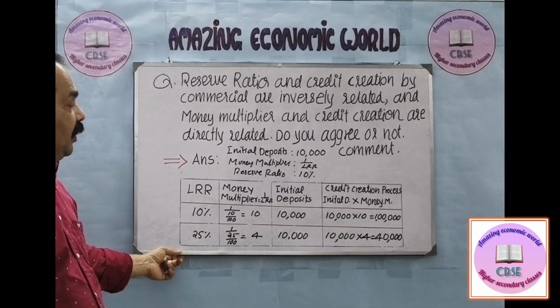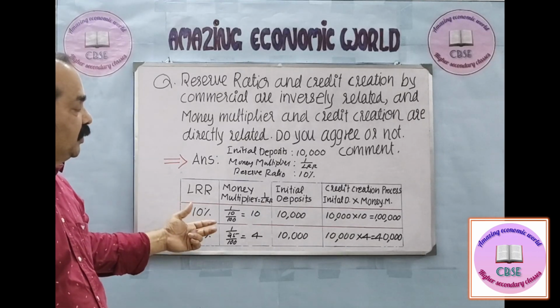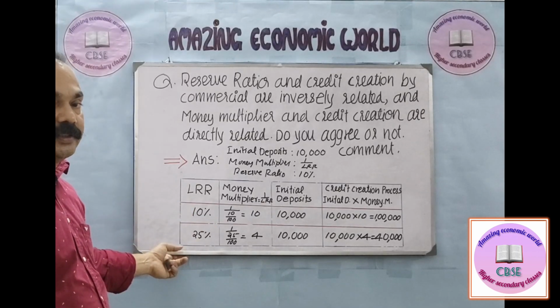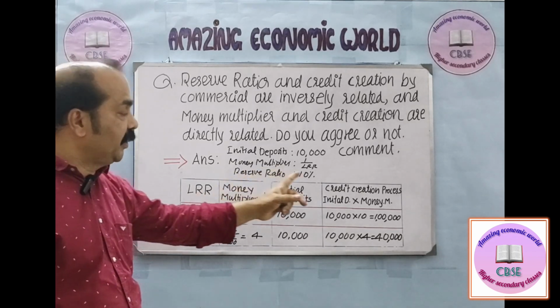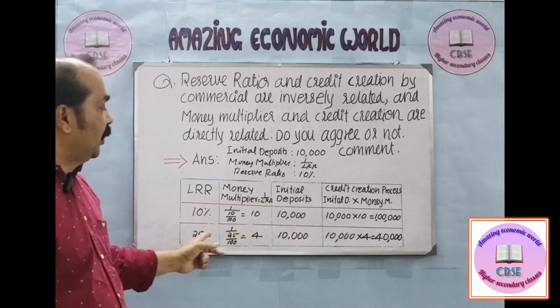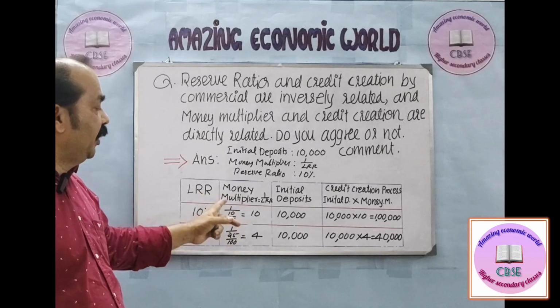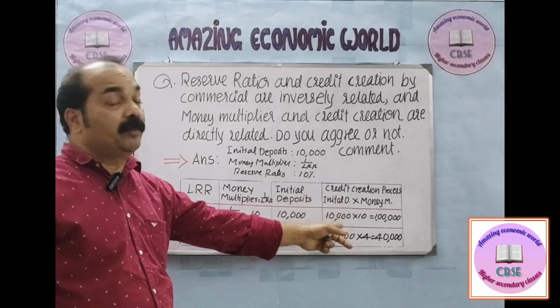Okay, I think all of you have understood the credit creation process, and the relationship between LRR and the credit creation process. Similarly, the relationship between money multiplier and credit creation by commercial bank.